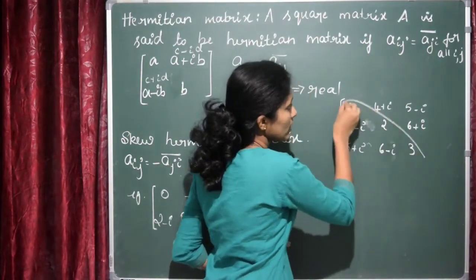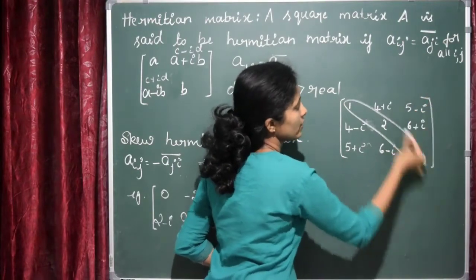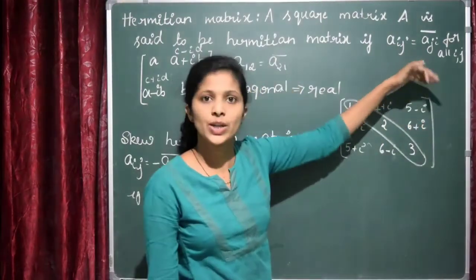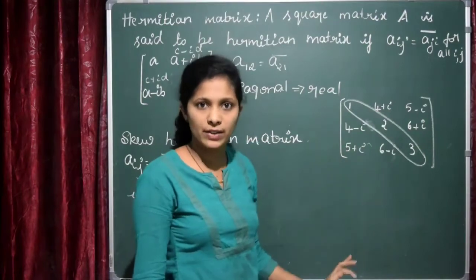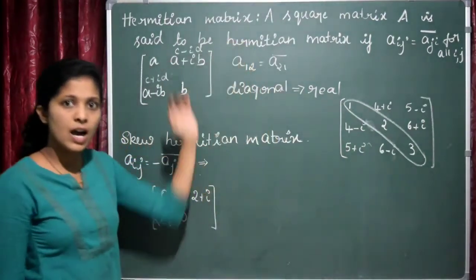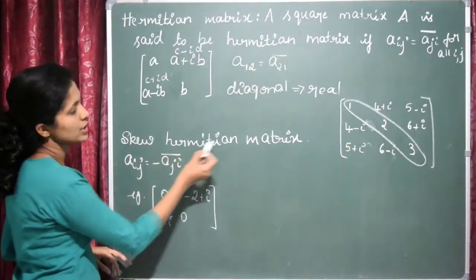So these are the diagonal elements, and those should be real. And Aij is equal to the conjugate of Aji. Is it clear? I hope you understood this one. Hermitian matrix. Now, skew Hermitian matrix.